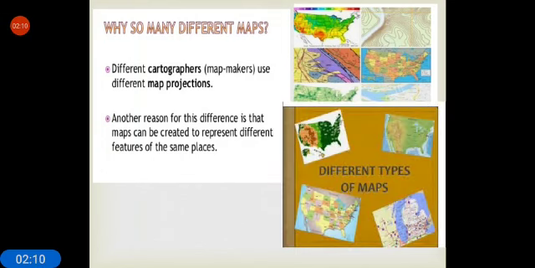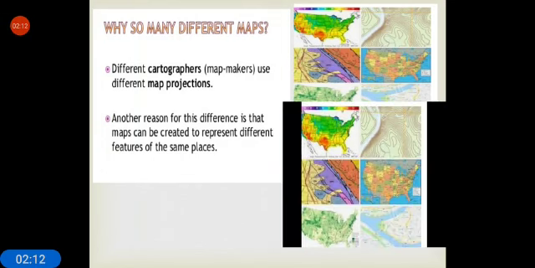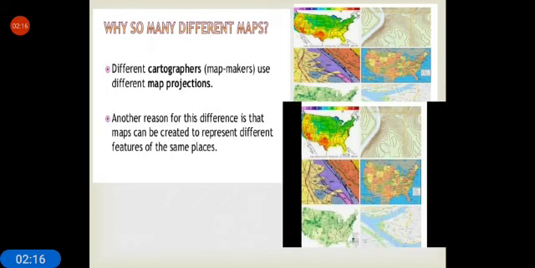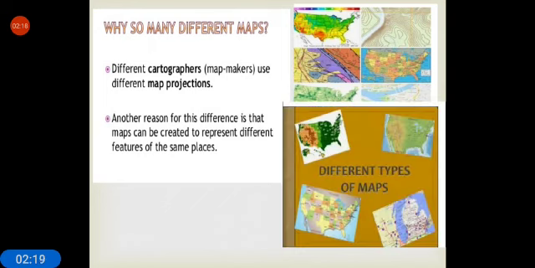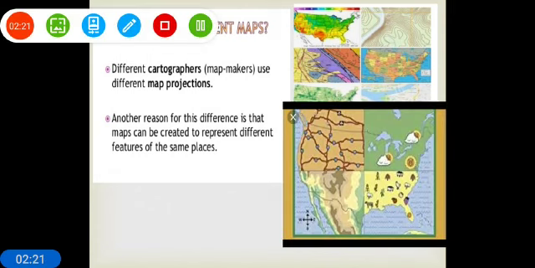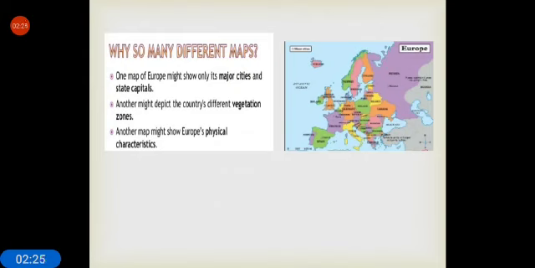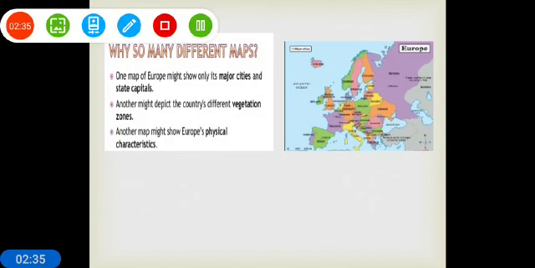Why so many different maps? Different cartographers use different map projections. Another reason for this difference is that maps can be created to represent different features of the same place. One map of Europe might show only its major cities and state capitals. Another might depict the country's different vegetation zones. Another map might show Europe's physical characteristics.